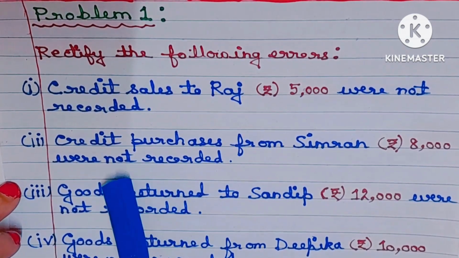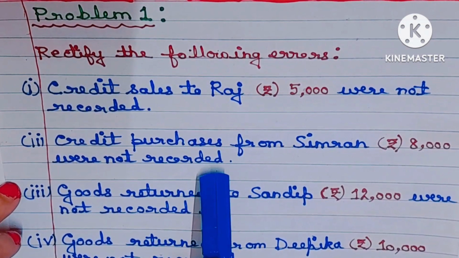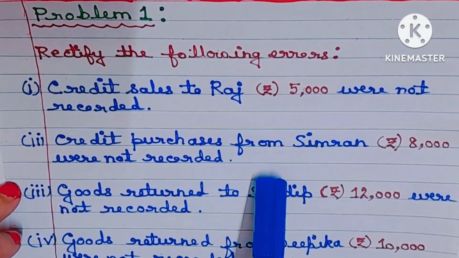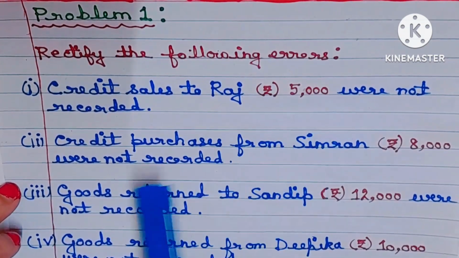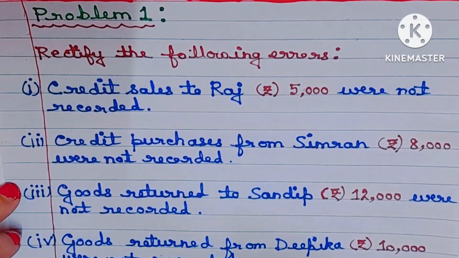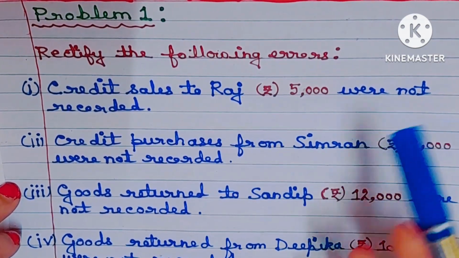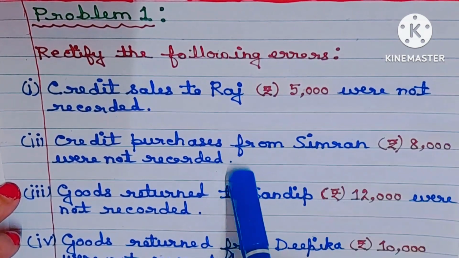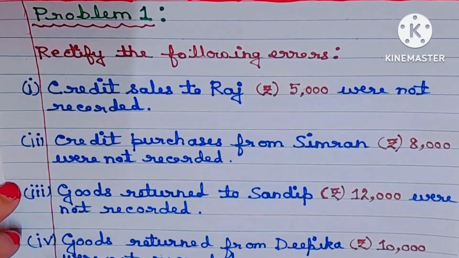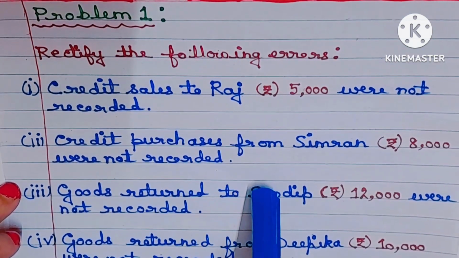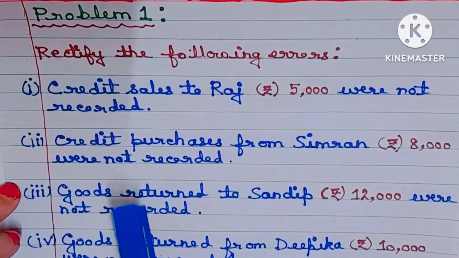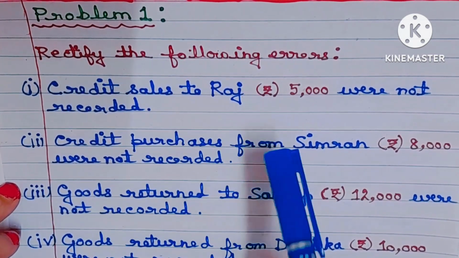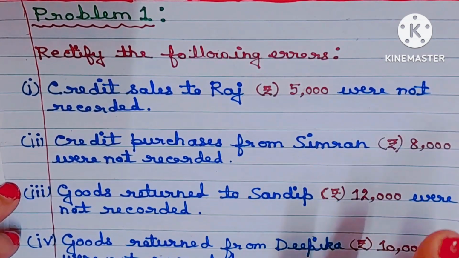Please remember, were not recorded means nothing has been recorded on the debit side as well as on the credit side. They haven't mentioned it. You've got to assume. Were not recorded means nothing has been recorded on the debit side, nothing has been recorded on the credit side as well. If something had been recorded on the debit side, they would have mentioned it; if something had been recorded on the credit side, they would have mentioned it. Since they said nothing, we've got to assume that on both sides nothing has been recorded.